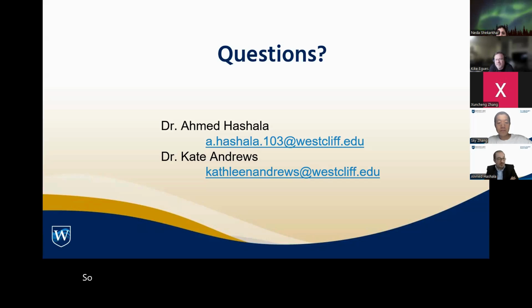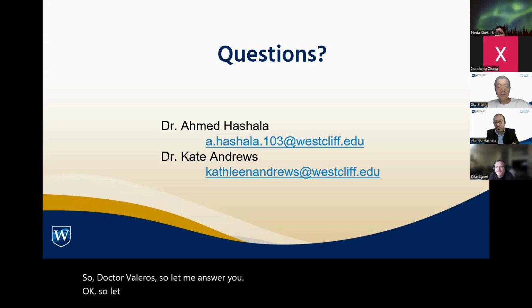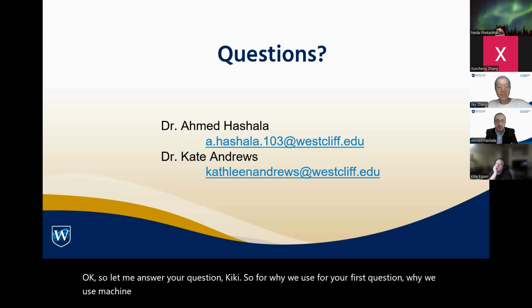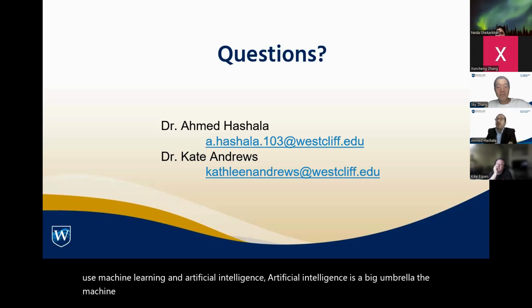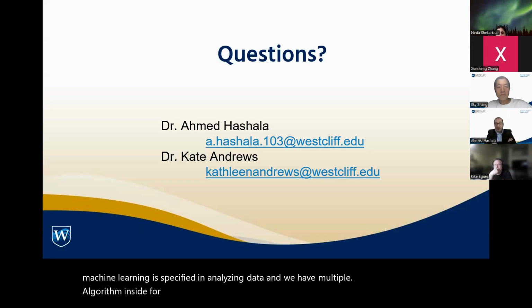So, Dr. Andres, let me answer your question, Kiki. For your first question, why we use machine learning and artificial intelligence? Artificial intelligence is a big umbrella. Machine learning is specialized in analyzing data, and we have multiple algorithms inside. For the sake of time, I cannot list them here, and the list is extendable, by the way.